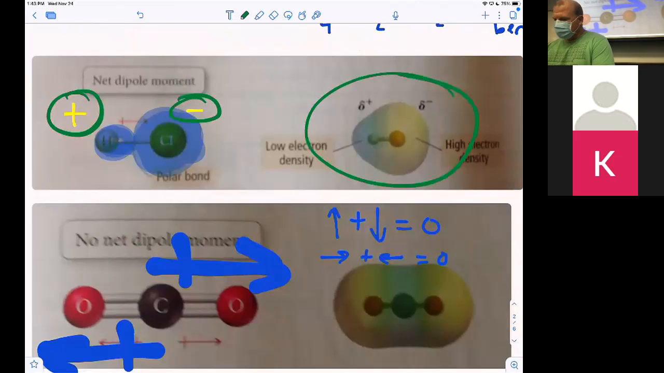The partial charge equates to less than 1.6 times 10 to the minus 19 coulombs. That's the charge of an electron or proton, positive proton, negative electron. So it's a partial charge, partial being less than the charge of an electron, and the two ends of the molecule have different charges. So this whole molecule becomes what we call polar.